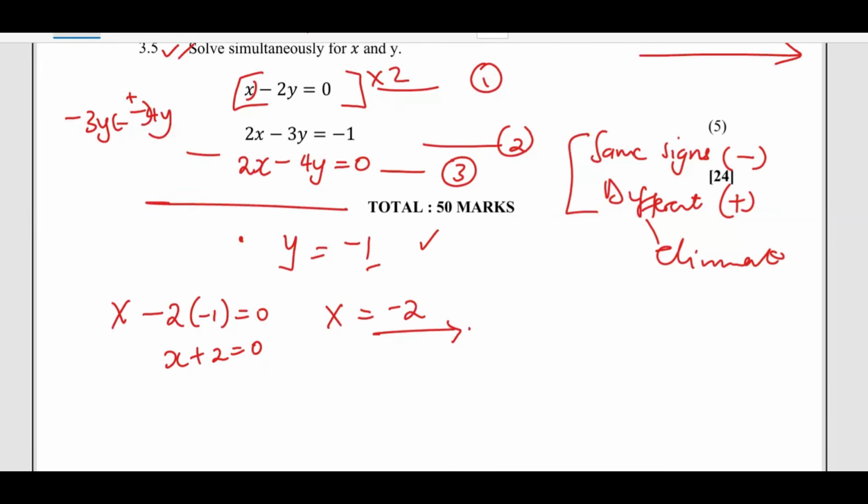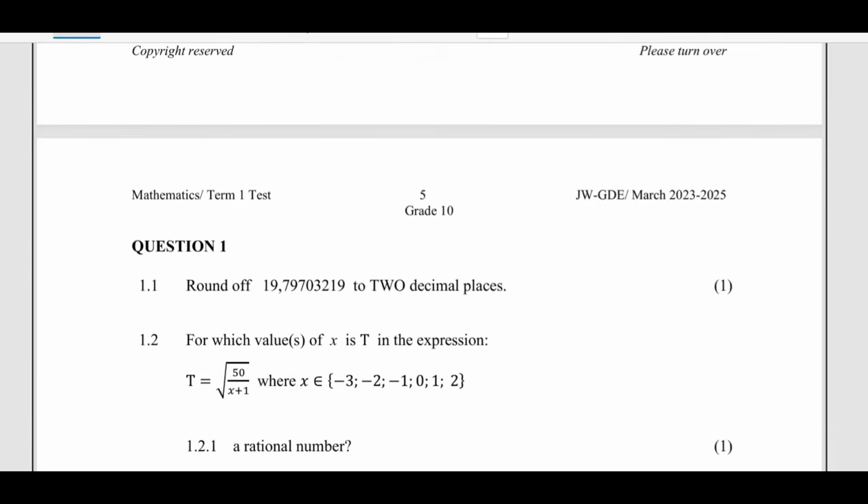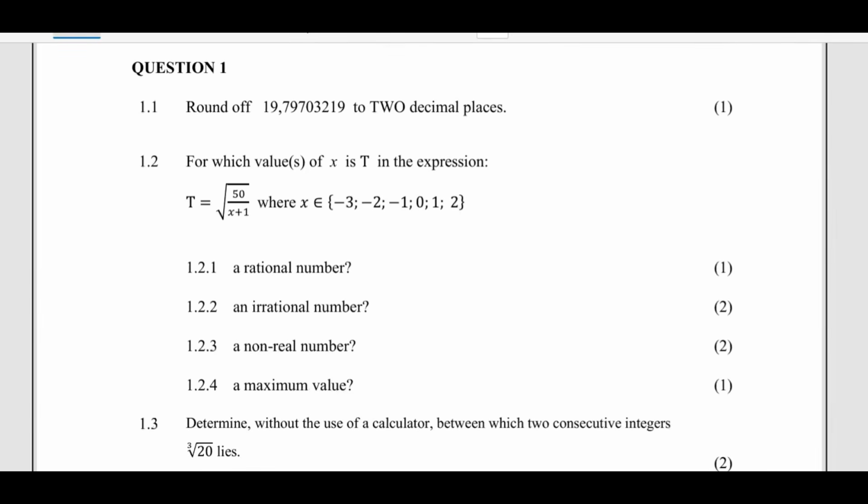All right, so that brings us to the end of the first part. Then we're going to the second paper, which was probably a 2024 paper. As you can see, the format is typically the same. The first question was rounding off, and then the rational numbers and so on. If I were to become a prophet, I could say even the paper that people are going to write is going to be like this. I don't know. I don't want to be a prophet of doom.